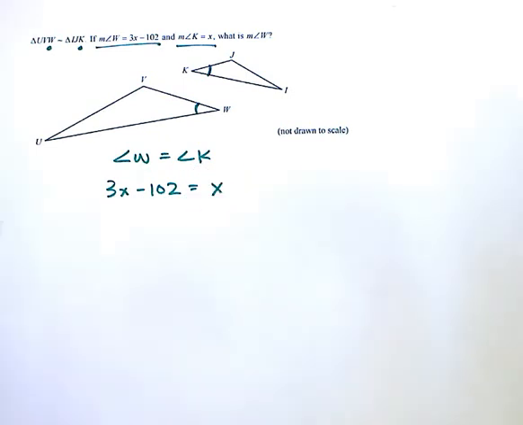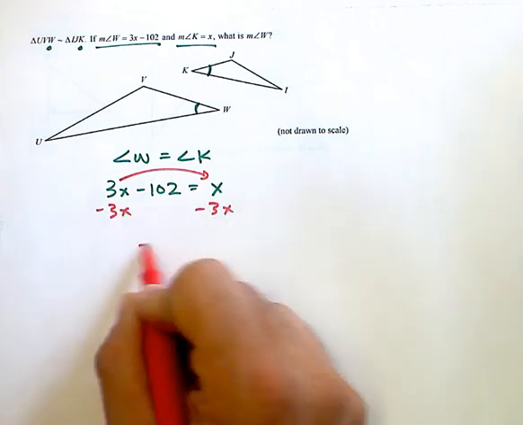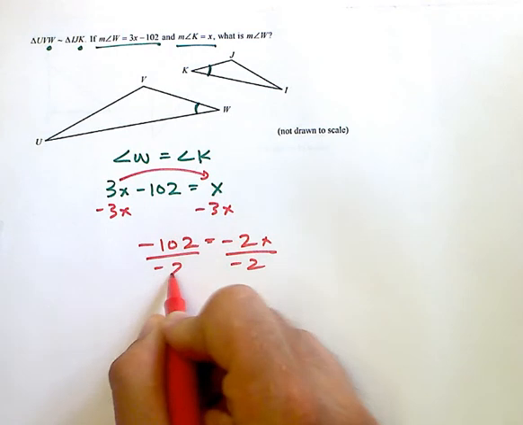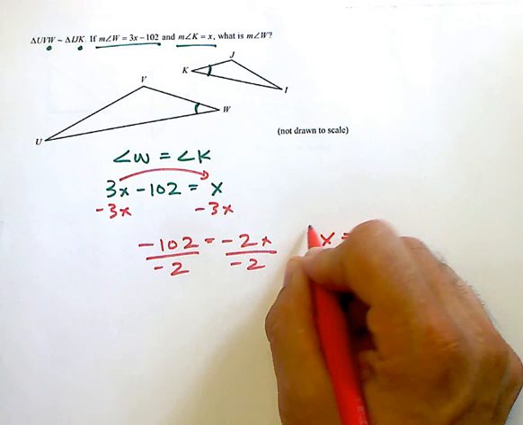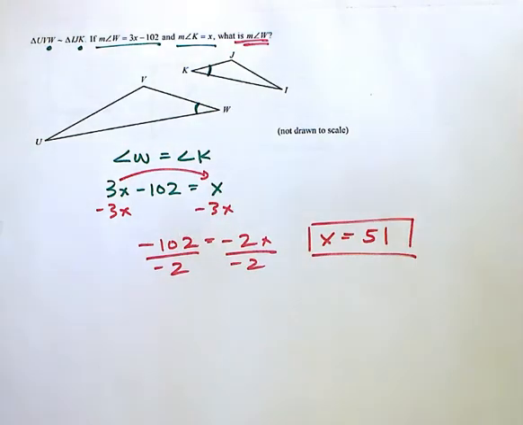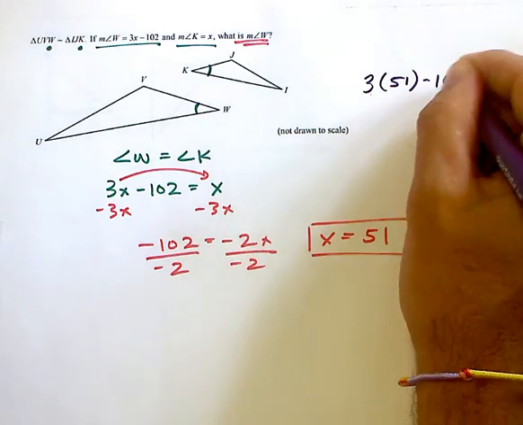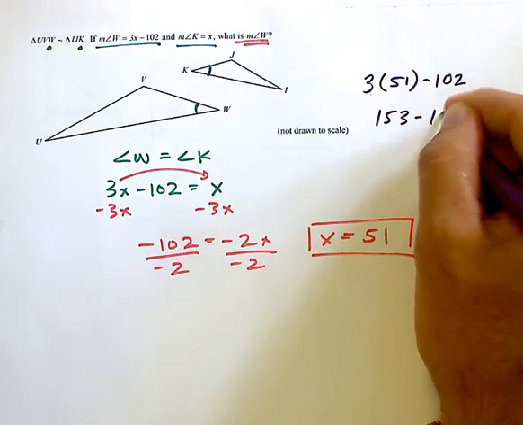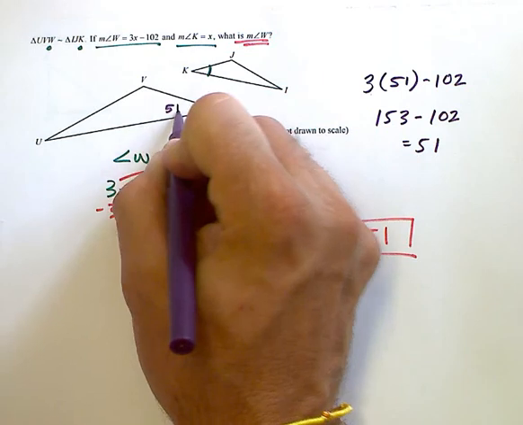I'm going to move letters to one side. I'm actually going to move this way even though I get x as a negative. X is equal to 51. They want W. We know W is 3 times whatever x is, minus 102. 153 minus 102 is going to be 51. So my angle for W will be 51, and same thing for K.